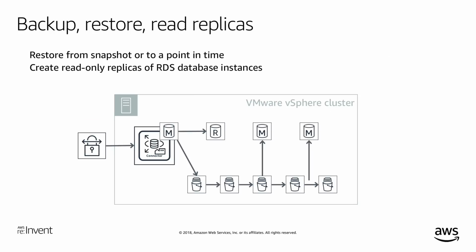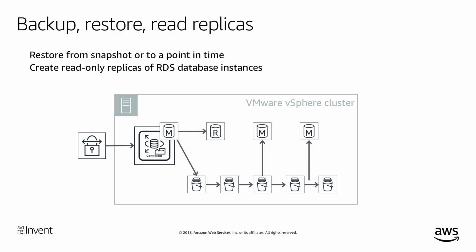So backup, restore, and read replicas. Read replicas are created just like they are in AWS. And so from a master instance, you can create multiple read replicas just like you can in AWS. You can also restore a read replica just like you can in RDS in AWS. One of the things to remember about a read replica is it is an actual restore of the data to its own database.